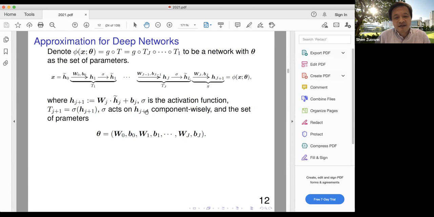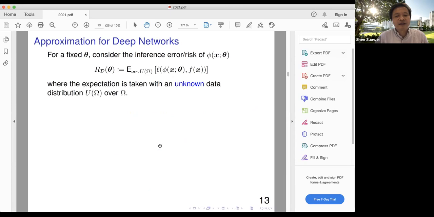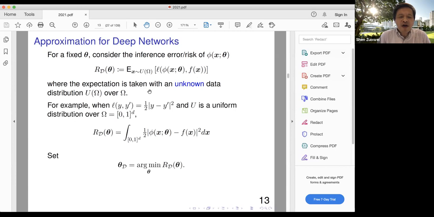Okay, this is an example neural network. So now what are the errors? Look at that. If you fix a set of theta, you can compute this error. That is the expectation of a distance between the function you learned and your f. The distribution is your data distribution, which most of the time is unknown. For example, if you assume you're using Euclidean distance and U as a uniform distribution, this R_D is basically the L2 norm of this.